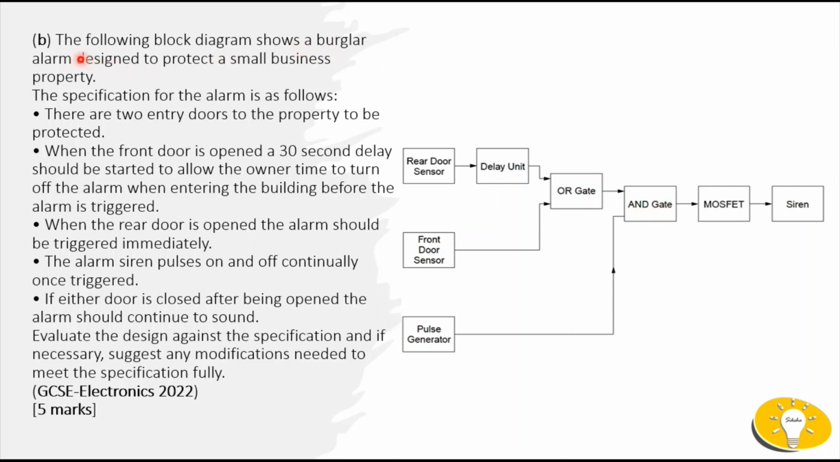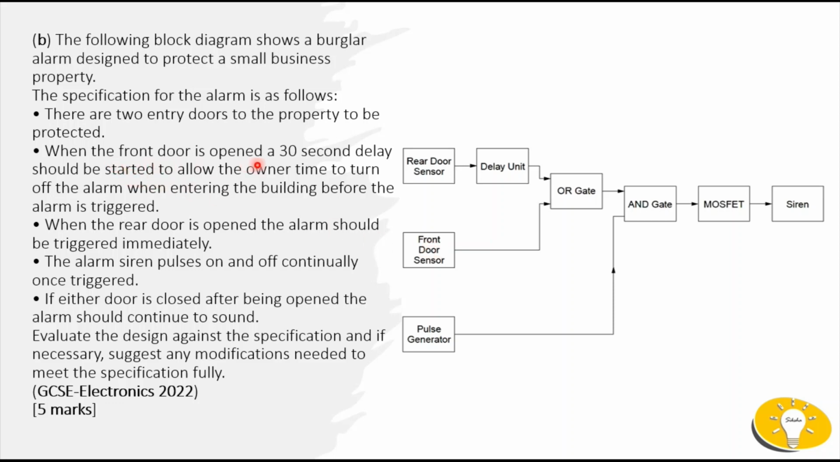So let us read the question. The following block diagram shows a burglar alarm designed to protect a small business property. The specification of the alarm is as follows. There are 2 entry doors to the property to be protected. So you have the rear door and the front door.